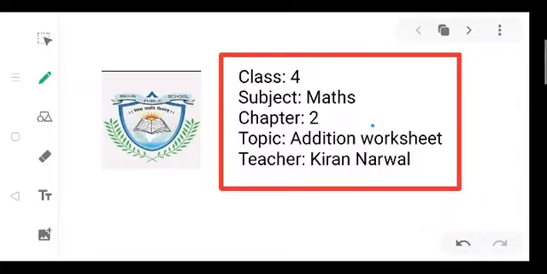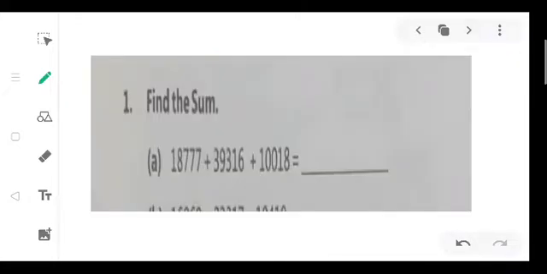Good morning, students. Today we will do the worksheet of Unit 2. Here is the first question in front of you. Find the sum.